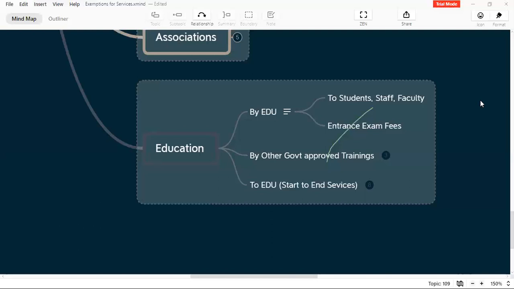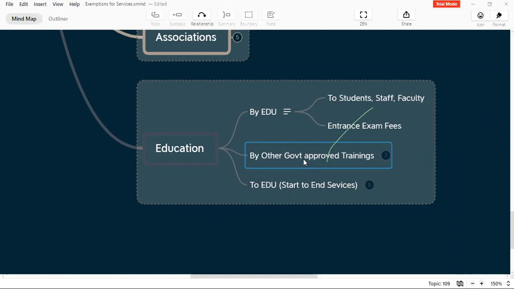However, what you pay to the CA Institute for those classes is purely optional, and hence there is a need to pay GST on the same. It is not considered as an approved educational institution to that extent. Okay, this is what we wanted to convey here. So this is about any service provided by an education institution.